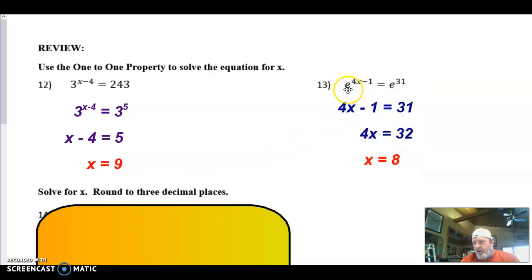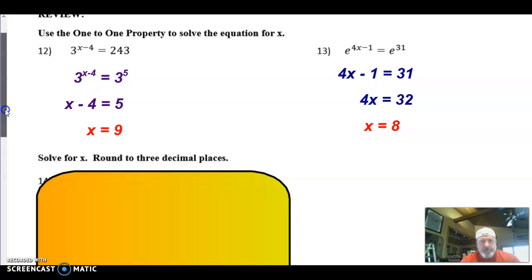Similar idea here. They're already the same base. They're both base e. So 4x minus 1 is equal to 31, and we can solve for x. Move the 1 over and divide, and x is 8.